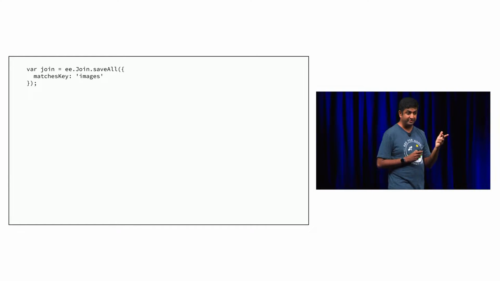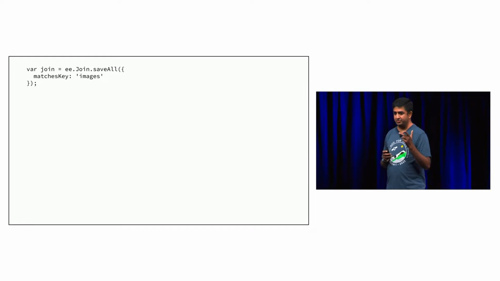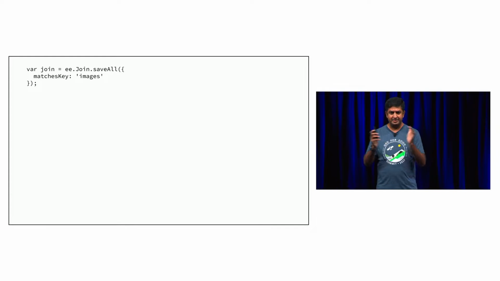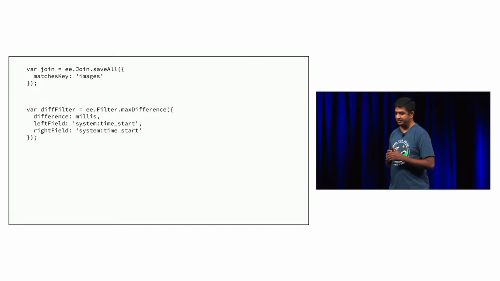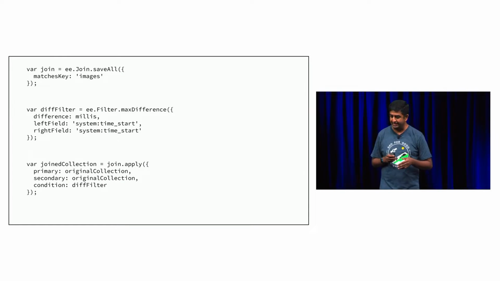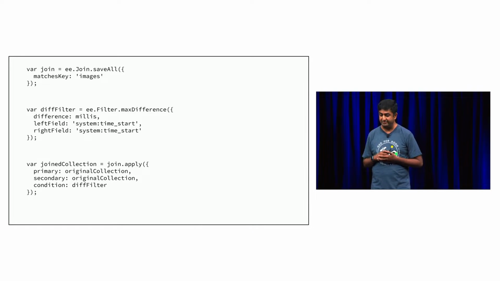Okay. Next step, we just define a filter. If you remember the filters I showed you, what filter do we want to use? We want to find all images within a time range. So we use the max difference filter. We'll say, on the primary collection, you have system:time_start, which is a timestamp. Compare it against the timestamp from the secondary collection. And when you find everything that is within that difference of milliseconds, that's a match. Okay? So we have a join, we have a filter. Last step, we apply it. So we say join.apply. And here, we just want to join the collection with itself, because for every image, I want to look at images in the same collection. So the primary and secondary collections are the same, and we have the diff filter.